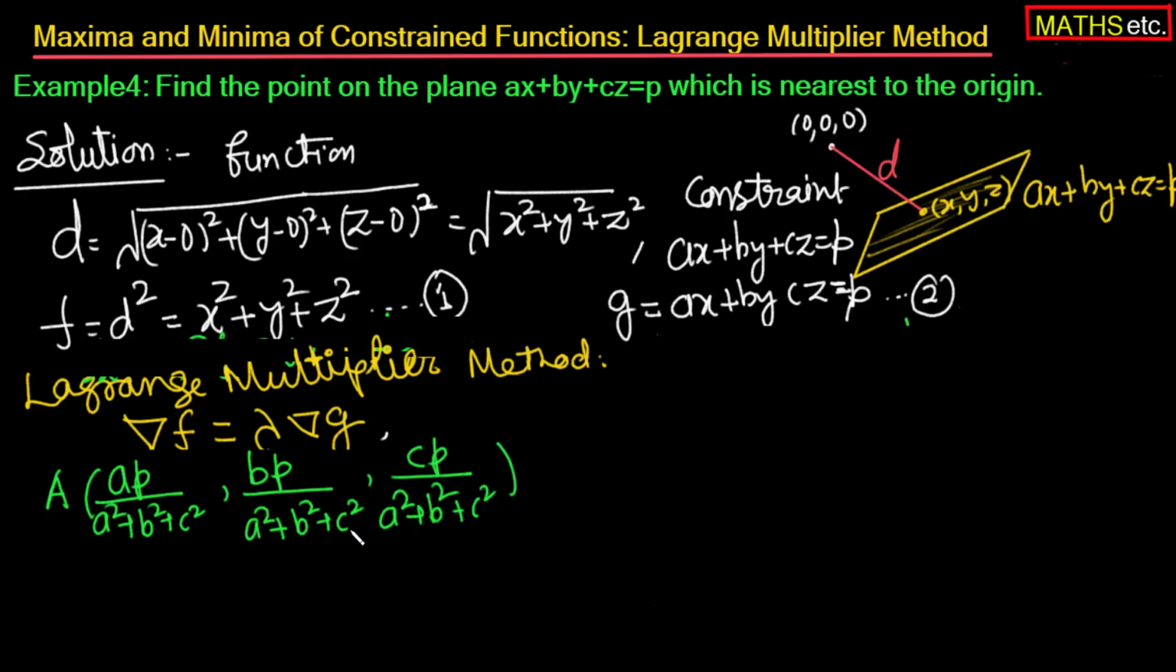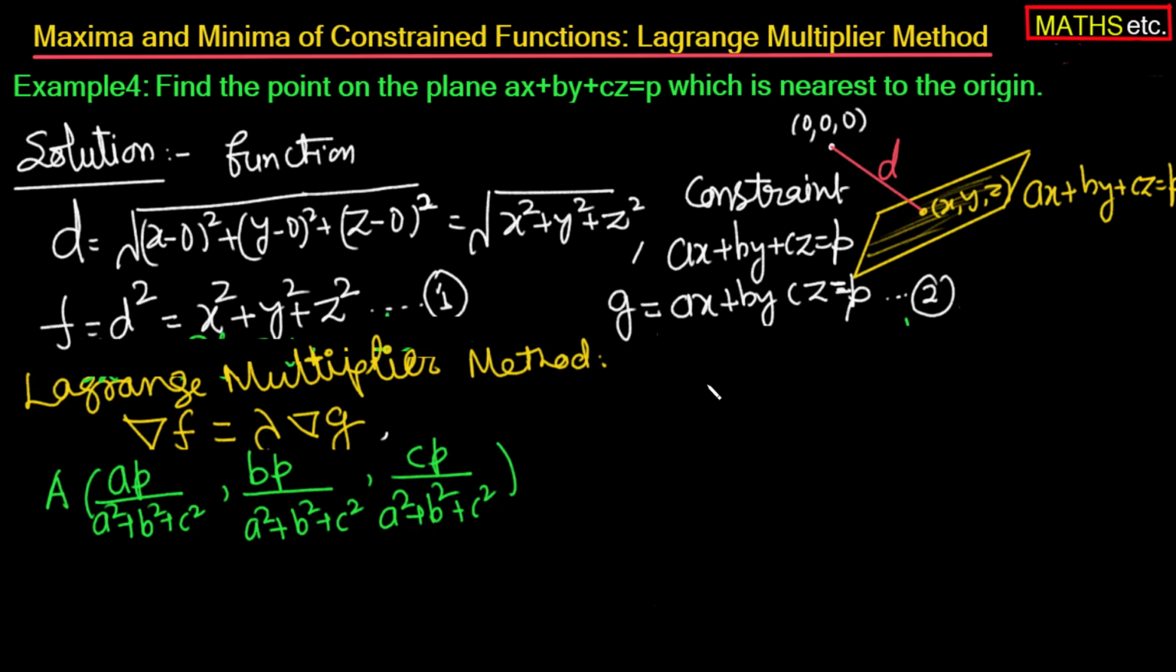What does it mean? It means that at any other point x, y, z lying on the plane, the value of the function will always be greater. If it is a point of minima, the value of the function f at this point will always be less than the value of the function at any other random point on the plane. Okay, so let us take a random point on this plane, and the simplest one is, let us put the y coordinate and z coordinate as 0.